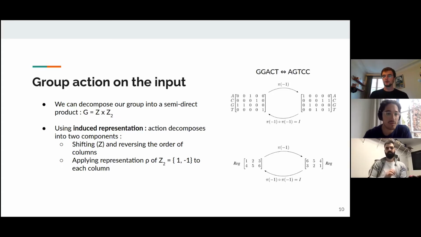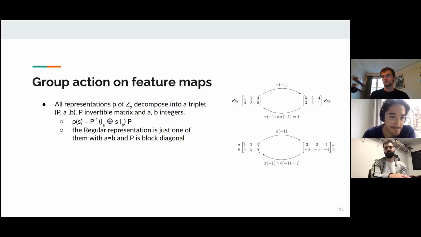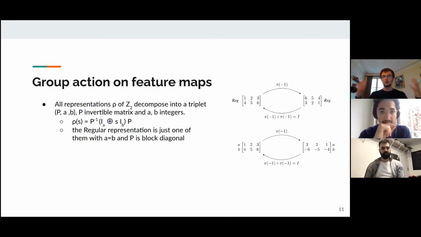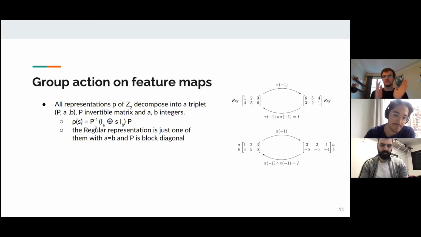And so now what you have when you have all of that is that basically you have boiled down the whole possible group actions of this group that we have onto the intermediate feature space to choosing A, B, and P. So you just have two integers to choose and one invertible matrix to choose for each layer at each feature map.